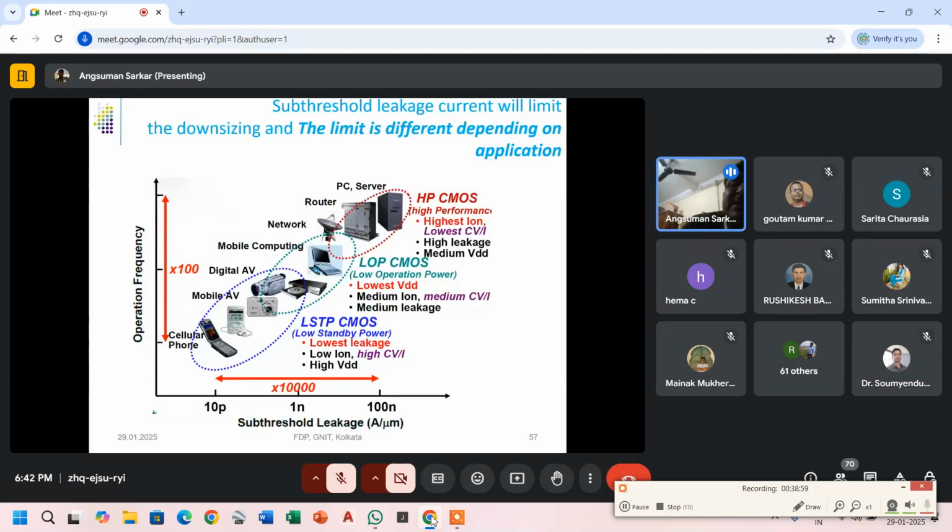So that is the HP CMOS transistor. The CMOS technology, we'll discuss about it. Then at the bottom, we can see another transistor which is called LSTP CMOS. LSTP means low standby power. So here the idea is we are concerned about the power, we are concerned about the leakage, we are not concerned about the performance. So basically we are sacrificing performance in order to get low power. So these devices should be low power devices.